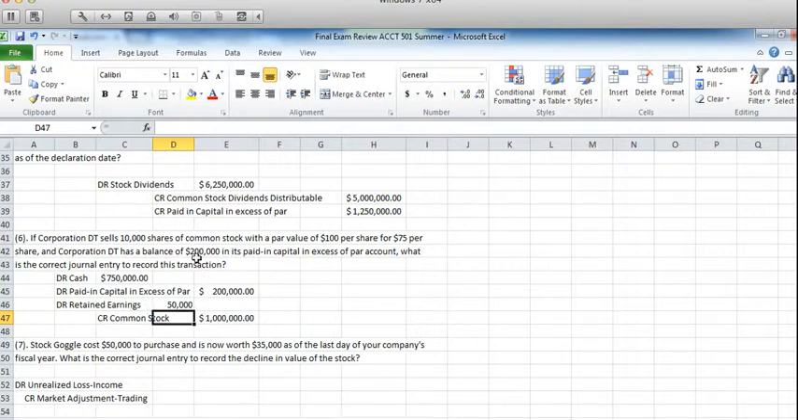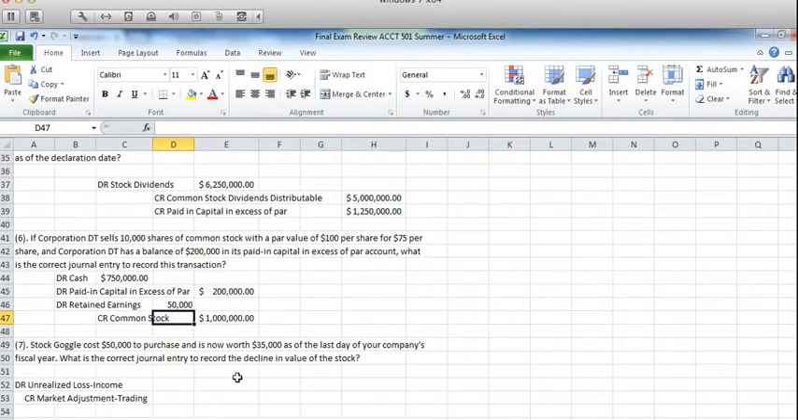Or if there had been zero balance in this account, I would have had to take all $250,000 out of retained earnings. So basically it's kind of like an order of operations here. When there's a difference and you're selling for less than par value, take everything you can out of paid-in capital in excess of par, and whatever still needs to be taken out to balance the journal entry has to come out of retained earnings.